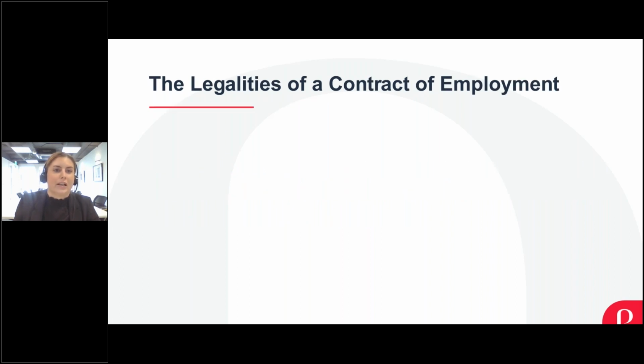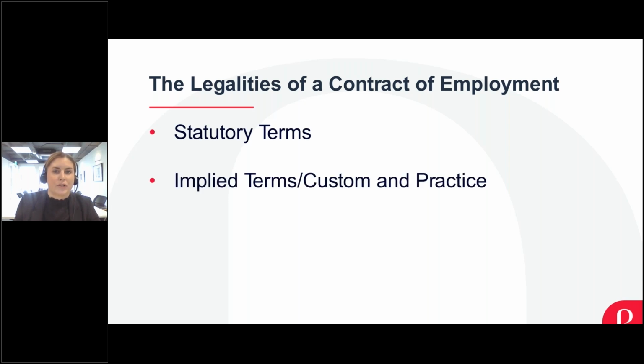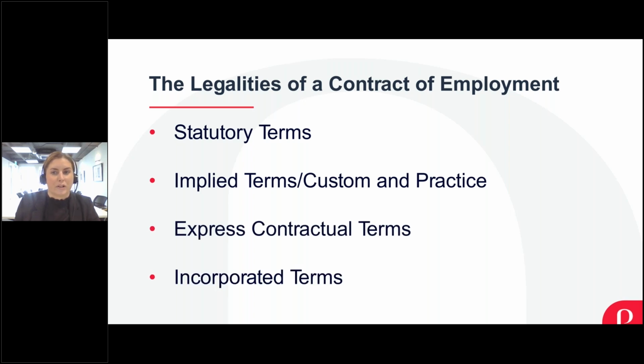So what are the legalities of a contract of employment? We have statutory terms, implied terms such as custom and practice, express contractual terms, and incorporated terms. So we often call the statement of main terms the contract of employment, but technically this is not the correct label for it. The statement of main terms is a piece of paper that the law requires you to give to the employees as part of the contract of employment.